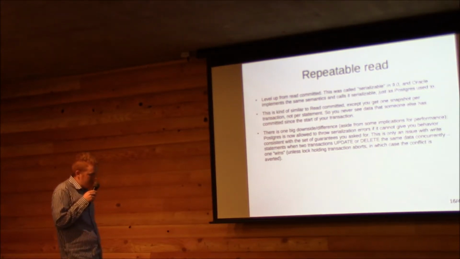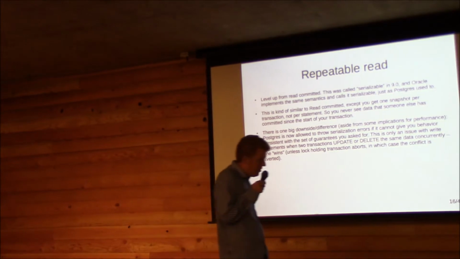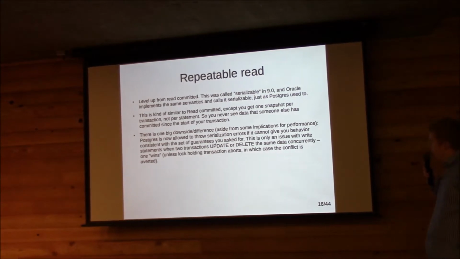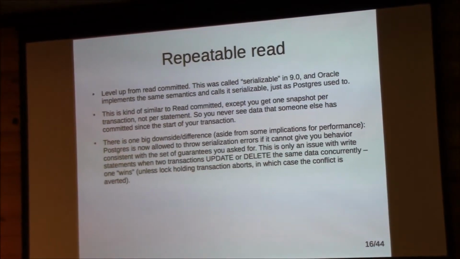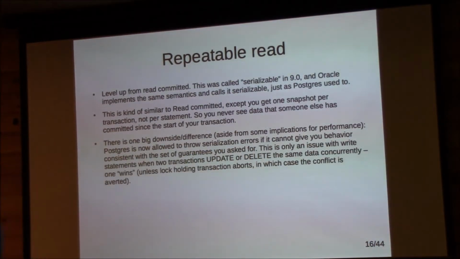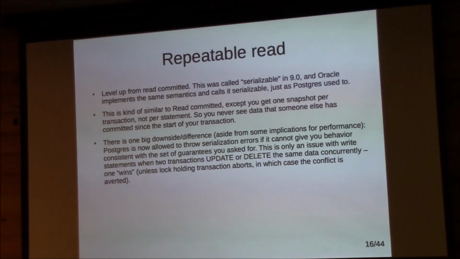Okay, now I'm going to talk about the next level up in Postgres in particular, repeatable read, a level up from read committed. The behavior you get at repeatable read level is the behavior that you got when you asked for serializable level in previous Postgres releases, and that's because in 9.1 there was a new, better serializable level, and I'll describe that in a moment. Oracle implements something just the same, except it continues to call it serializable. It doesn't have the thing that Postgres got in 9.1.